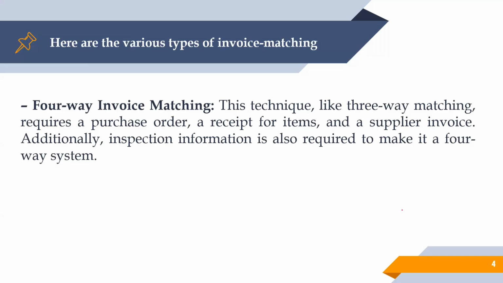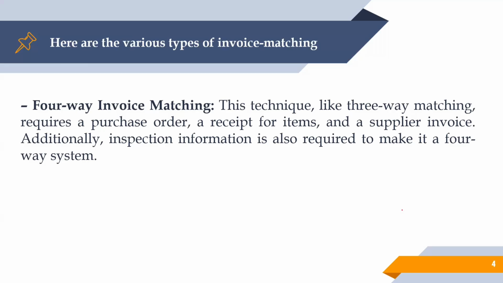Additionally, inspection information is also required to make it a four-way system. This is an add-on when we are in manufacturing and we have goods; then this inspection is a physical verification of those goods, and the condition of those goods is also important. Once the acceptance is done and we have the clearance, only then do we release the payment. Might be you are following the three-way concept and your purchase order, GRN, and supplier invoice are correct. But if you receive a short quantity, an excess quantity, or an incorrect material, then how are you going to deal with that?